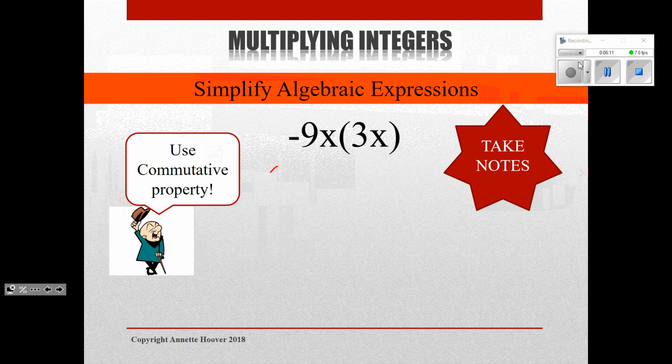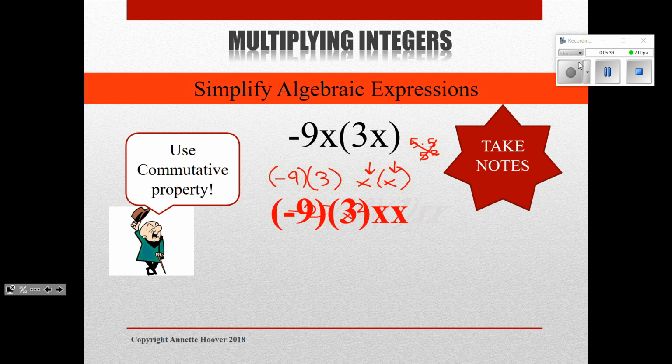Let's do our commutative property. I'm thinking negative 9 times 3, and then I have x times x. 9 times 3 is 27 with one negative, so it's negative. Any number times itself, for example 5 times 5, is the same thing as 5 squared. So when we have x times x, we can say x squared, which means x multiplied times itself. So the final answer is negative 27x squared.